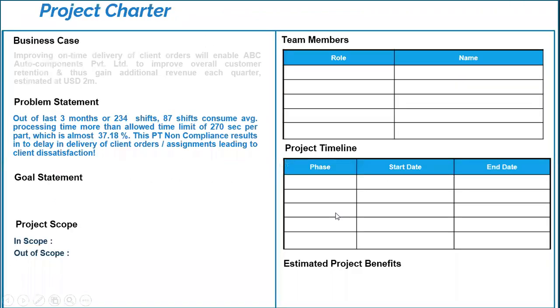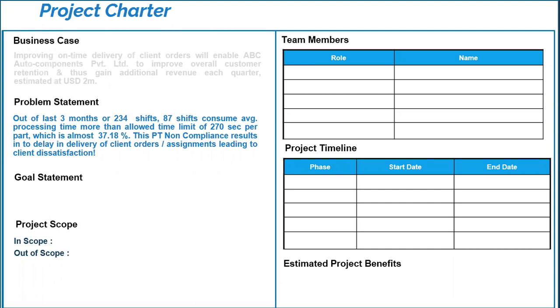Right. So we had a business case in a project charter, and now the second element is the problem statement. So out of the last 3 months or 234 shifts, 87 shifts consume average processing time more than the allowed target line of 270 seconds, which is almost 37.18%. 37.18% of the time we are not meeting the target line.